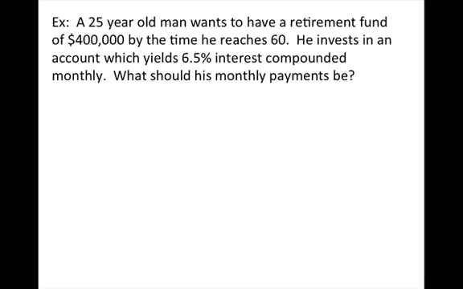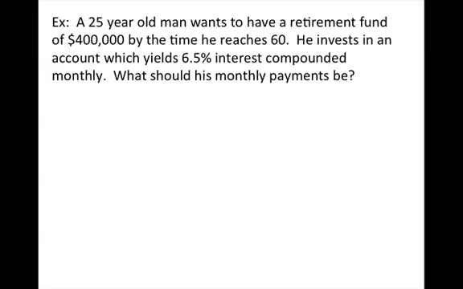Well, let's look at the example. A 25-year-old man wants to have a retirement fund of $400,000 by the time he reaches age 60. He invests in an account which yields 6.5% interest compounded monthly. What should his monthly payments be? So the first thing I decide is this is a compounded account. And next I decide, am I making one lump sum deposit or am I making repeated deposits? He's making monthly deposits or monthly payments.